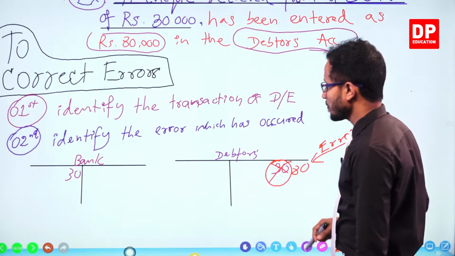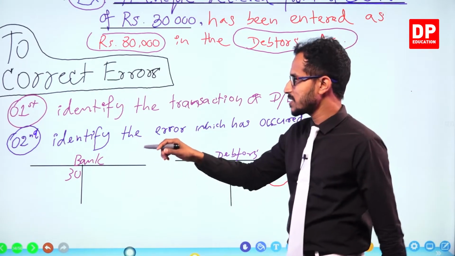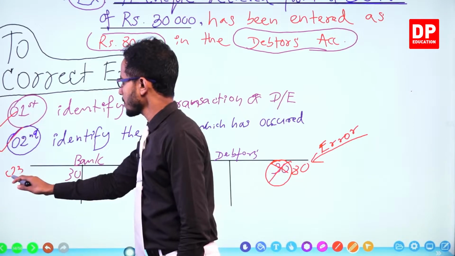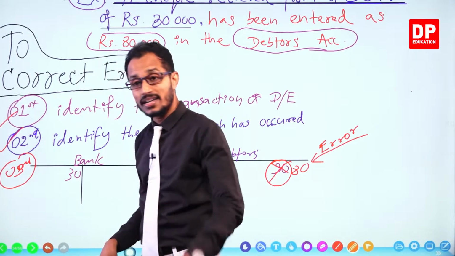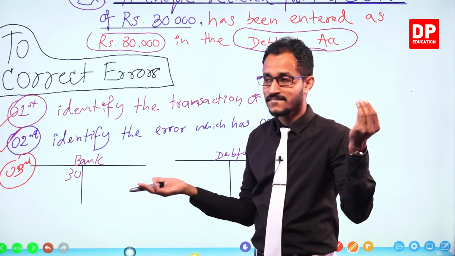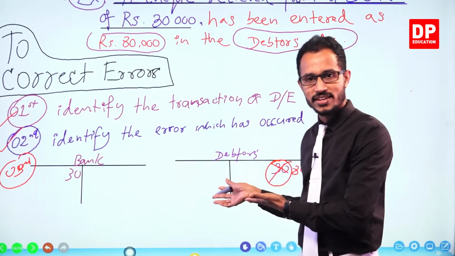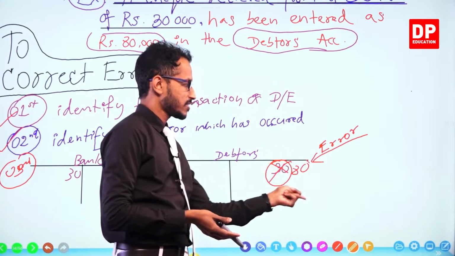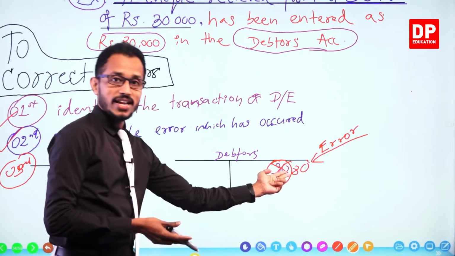Okay. Third step, children. Third step is correcting the error. First step is done. Second step is done. Third step is correcting the error. How do you correct? You record an entry to correct the place where the error has occurred, right? What sort of an entry should you enter?